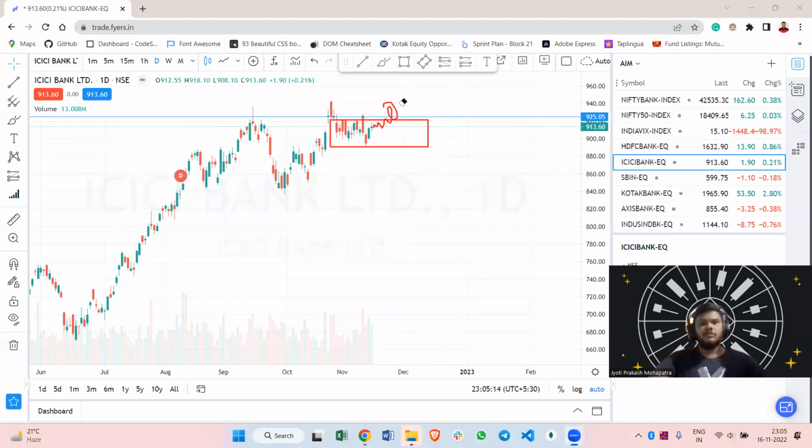But we are going to wait. If it opens gap up around 920, it may happen that it opens gap up and shows negative movement there, so we are going to wait for that. But it may also open gap down, and if it closes below 905 after opening gap down, then we will take that for selling, and your target will be 900 to 890.